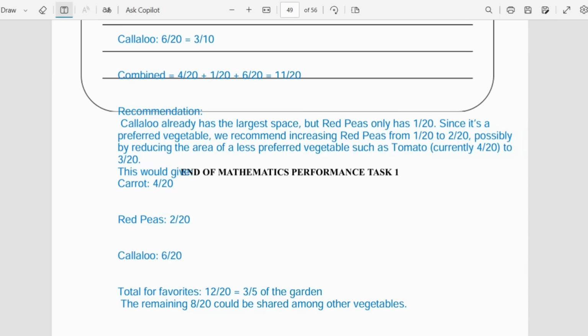Likewise with the carrot, right? Again, you could have any variations. I could give more to red peas and less to another vegetable that is not preferred, right? As well as I could increase carrot as well, but carrot looks pretty fine, so I'll just leave that, right? So the total for the favorite is now 12 over 20, which is 3/5 of the garden, and the remainder of the garden, which is the 8 over 20, or the 2/5 could then be shared among the other vegetables. Again, any other variation that increases the red peas and decreases the less preferred vegetable would be acceptable, as long as you can show the breakdown and justify your recommendation.